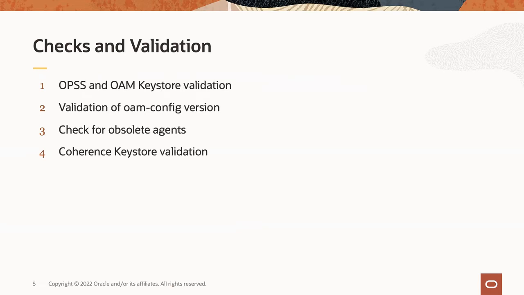What are the 4 checks and validation that were done? The OPSS and the OAM keystores were validated, and the validation of the OAM config version to make sure the config data is up to date, and it's the same between the clustered environments and between DB and the flat file in the OAM domain. And also checks for the obsolete agents. In 12c, we no longer support 10g and OSSO agents. So we have to check for the presence of this before we begin the upgrade. And also we check for Coherence keystore validation.